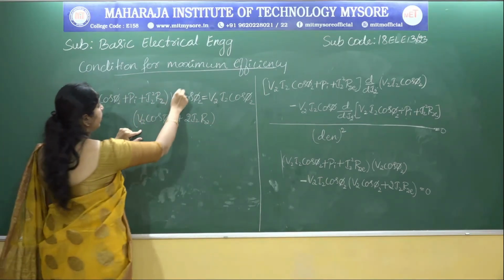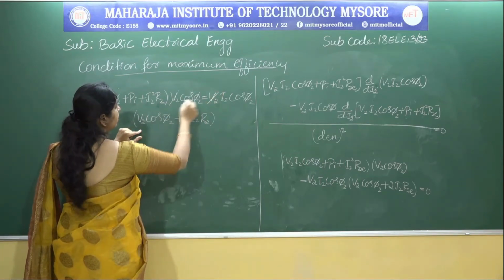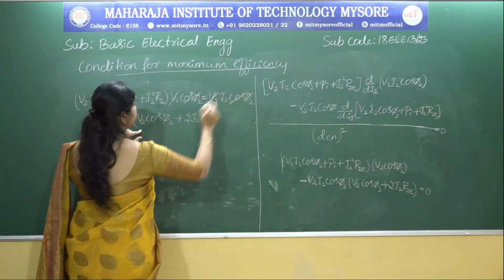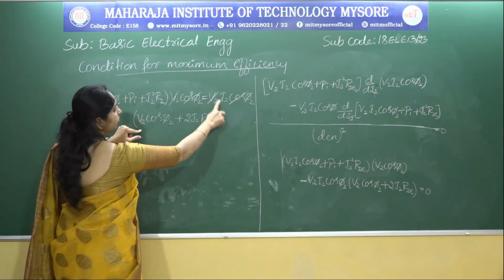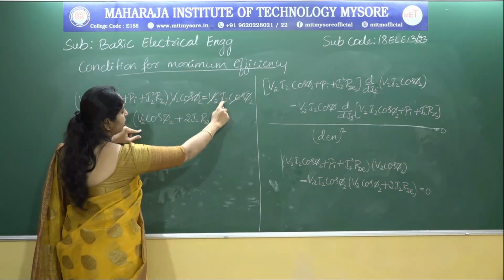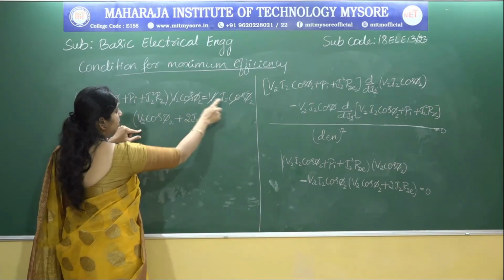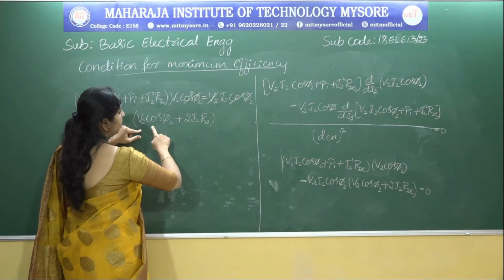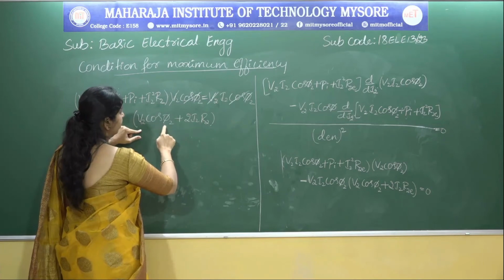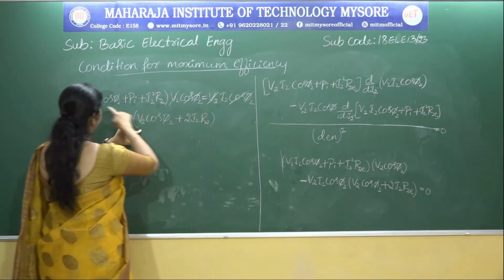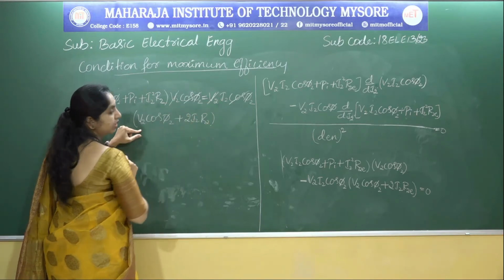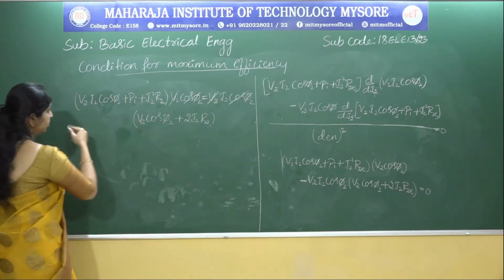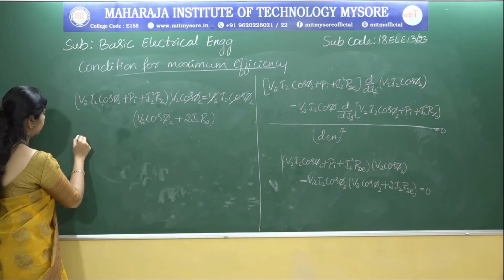Look at this equation. V2 and V2 get cancelled. This cos phi 2 gets cancelled, isn't it? And look at this equation, we have only I2 over here. So multiply this I2 here. Multiply this I2 here. So what do we get? V2 I2 cos phi 2. Right? So don't you think this V2 I2 cos phi 2 and this V2 I2 cos phi 2 get cancelled? Or if you are confused, I will rewrite the expression.